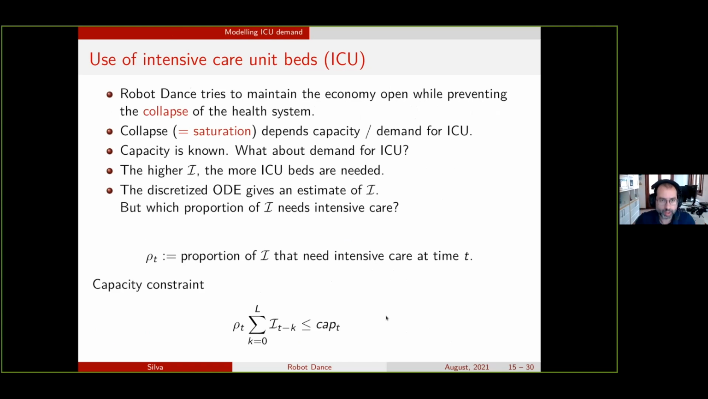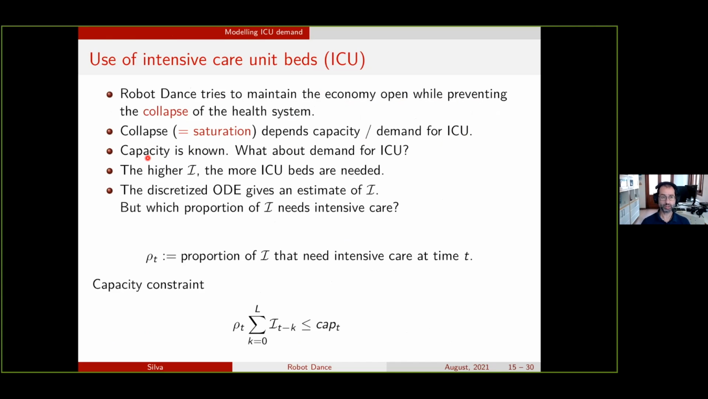And how we model the demand for intensive care units. So the most important objective of the model is to try to maintain the economy as open as possible while avoiding the collapse of the health system. And here the collapse is identified with the saturation of the capacity of the intensive care units.